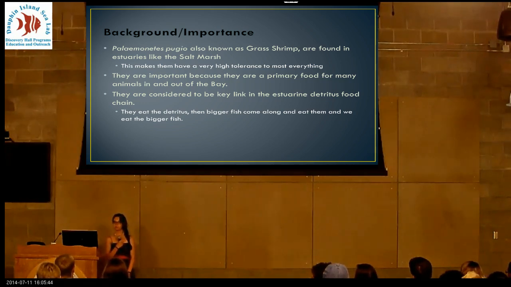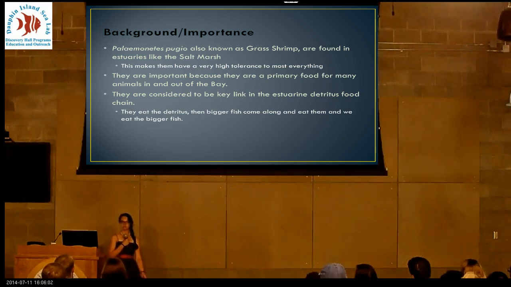They're important because they're a primary food source for many animals out there, not just in the bay, but also in other tanks, like at home. You can buy them from fish stores and feed your fish that way. They're considered to be a key link in the estuarine detritus food chain because they eat the detritus and then the bigger fish come along and eat them, and so on, and we eat the bigger fish.